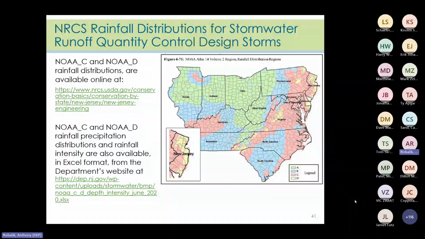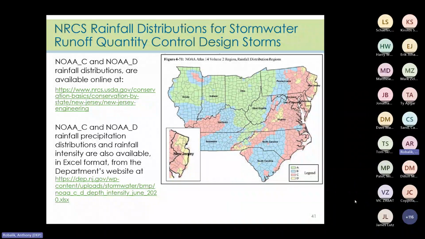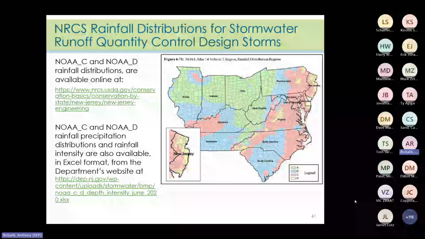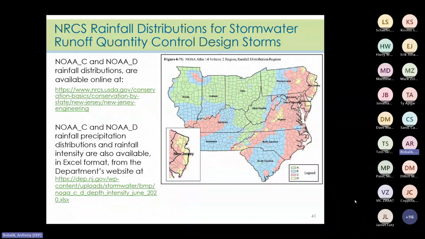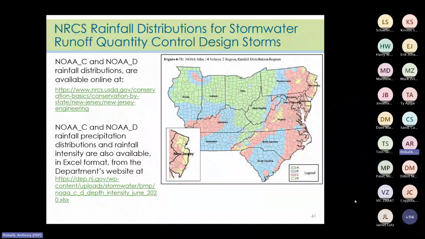So here's a map of the Northeast US depicting the regions. In the bottom left, you can see an image that shows a zoom in of New Jersey. So this figure is from Chapter 4 of the NEH and is also included in Chapter 5 of our BMP manual. And you can see the red shaded areas will use the NOAA C distribution, while the yellow shaded areas will use the NOAA D distribution. And you should be able to download text data using this hyperlink here. And we've also added a link to make this information available as an Excel file from the DEP webpage. And those are for the NOAA C and D distributions.